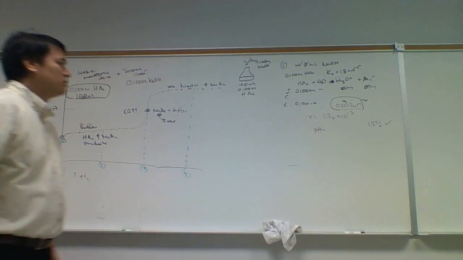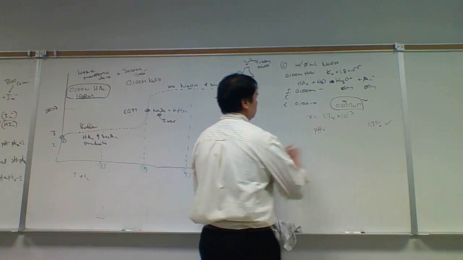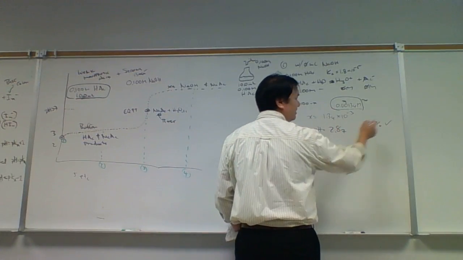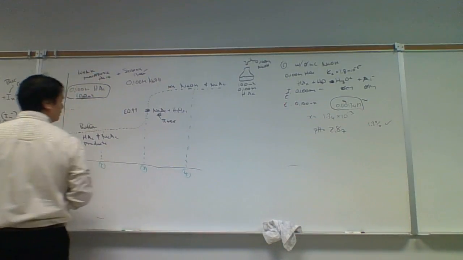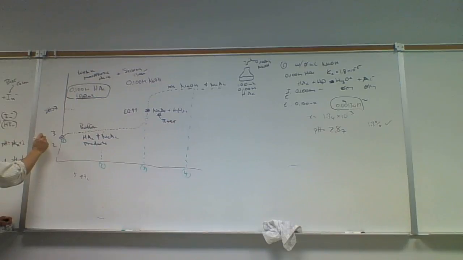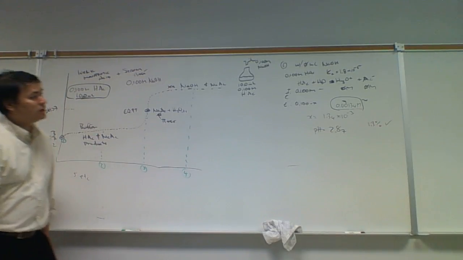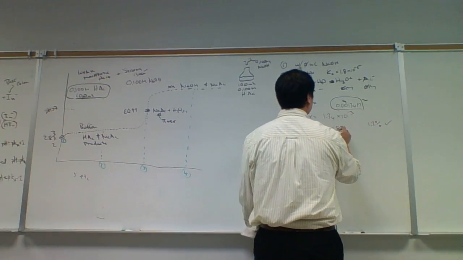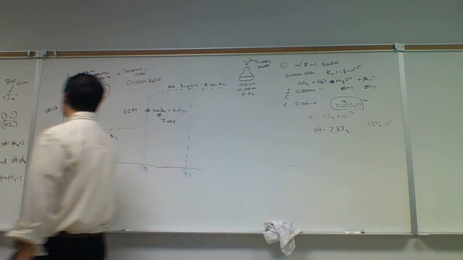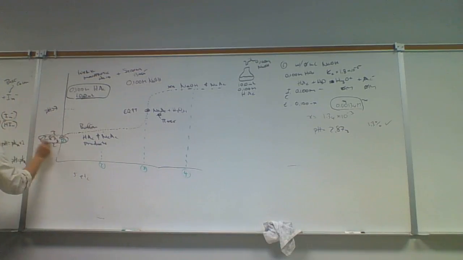So pH comes out to what? 2.87. And so I was going to show the curve, but it's all right. We use this curve here. pH is 2.87. Actually, I'm allowed 2 sig figs. Give me one more digit. 3. 2.873. So the initial pH here is 2.873.